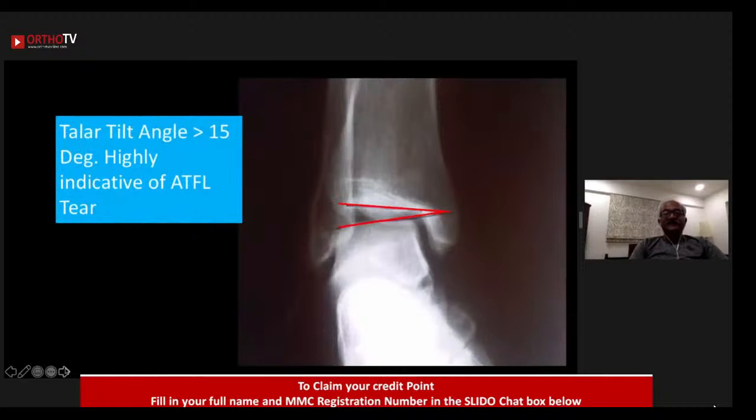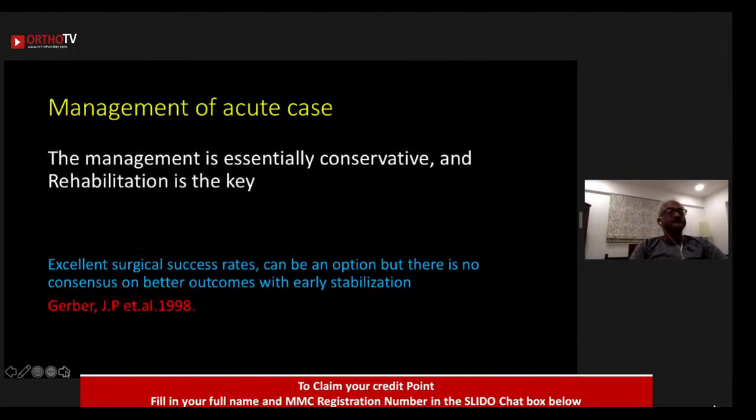There is another X-ray which we do in chronic cases, which is called the talar tilt. You put the ankle into inversion and get the AP projection done. If this angle is more than 15%, then the patient probably has a complete ATFL grade 3 tear.